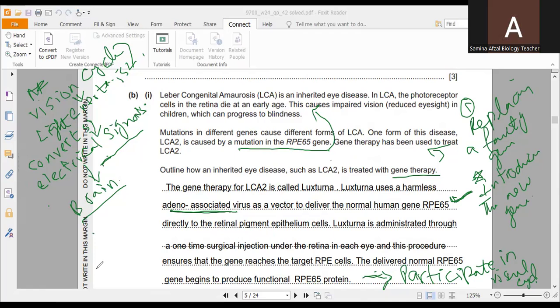So this is how the cycle is restored: by replacing the mutated RPE65 gene with the normal RPE65 gene with the help of gene therapy.